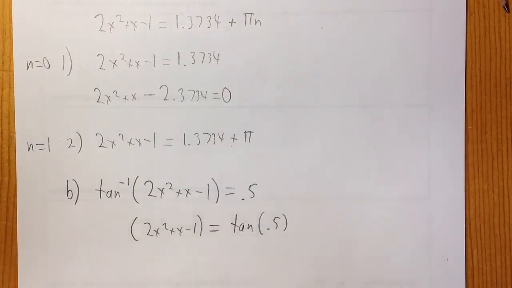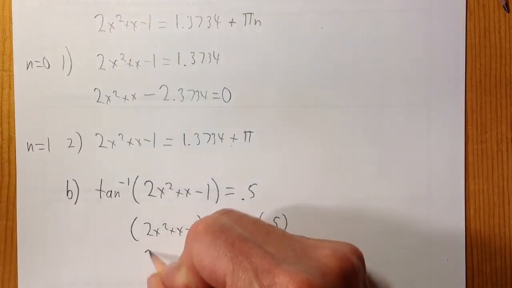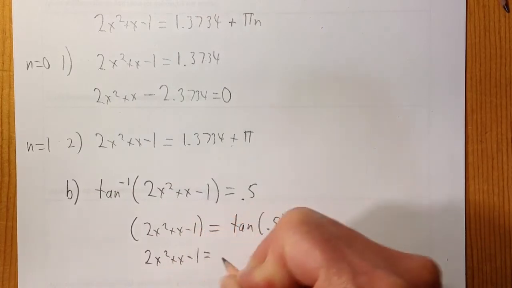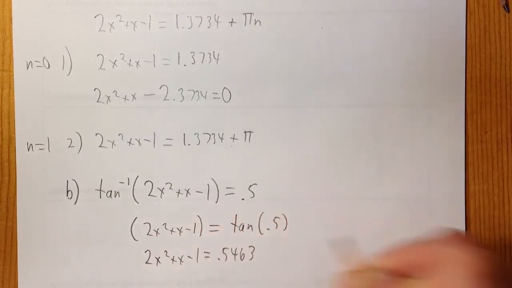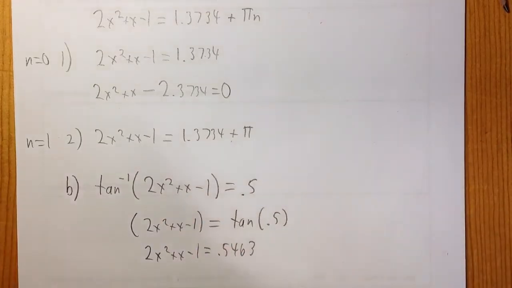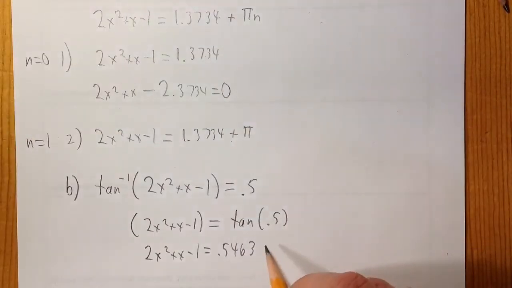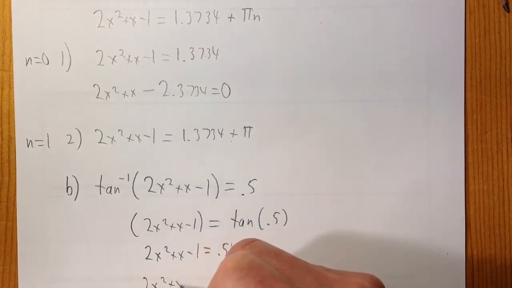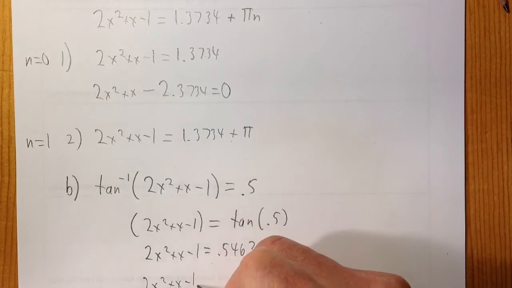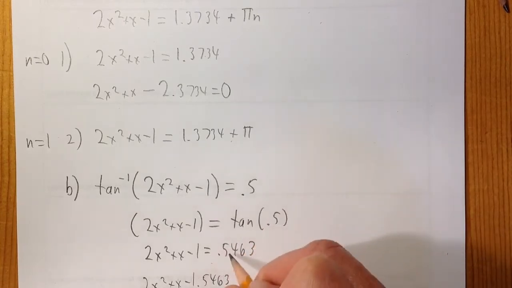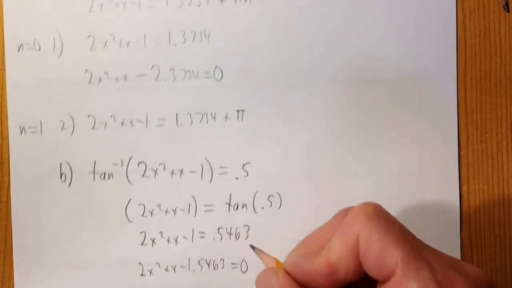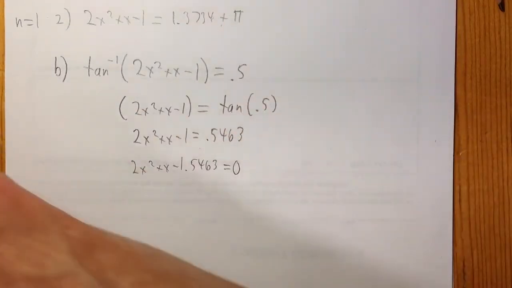Put your calculator in radians. So tangent of 0.5, I get 0.5463. So 2x squared plus x minus 1 equals 0.5463. Put that over here and make it negative. 2x squared plus x minus 1 minus 0.5463 equals 0. I'll go ahead and do the quadratic formula for this one, since there's only one of them.